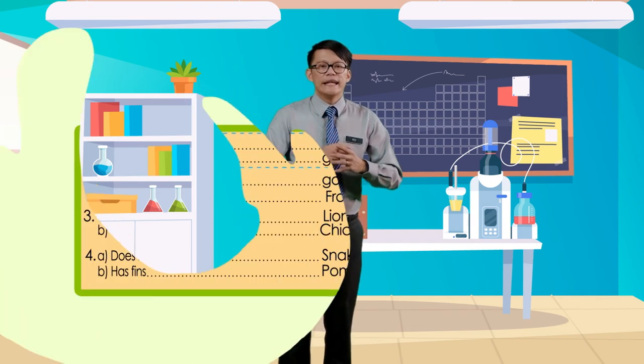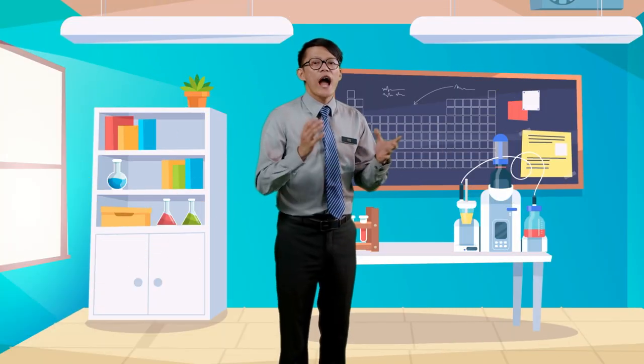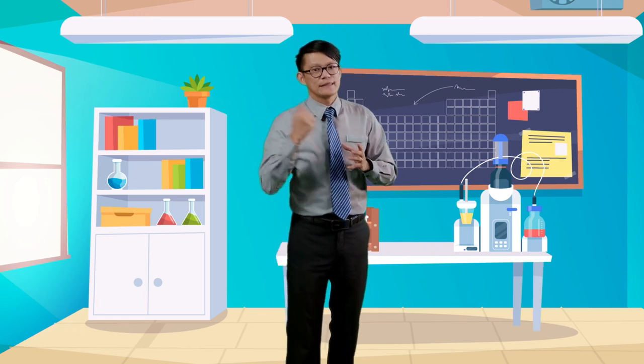Couplet number 1. Is this animal poikilothermic or homeothermic? Yes, pupils. This animal is homeothermic. According to the key, we have to go to couplet number 3. Does this animal have feathers or not? Yes, you are right. It has feathers. The animal shown is a chicken. Congratulations! We have learned about the classifications of animals and plants.